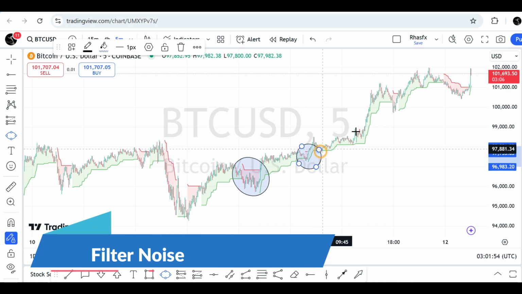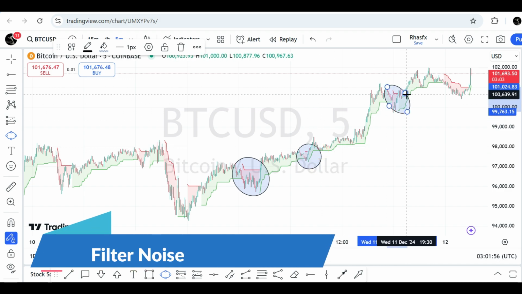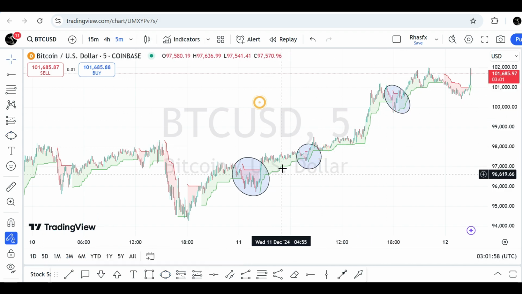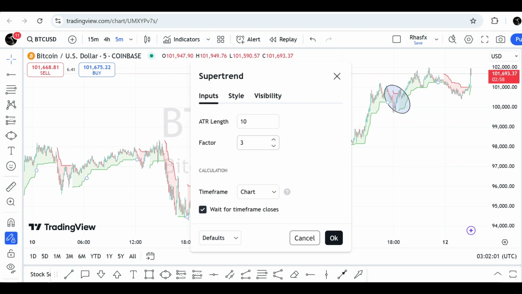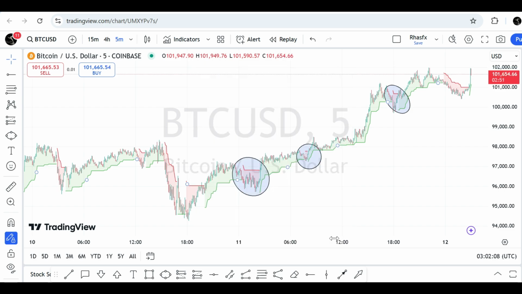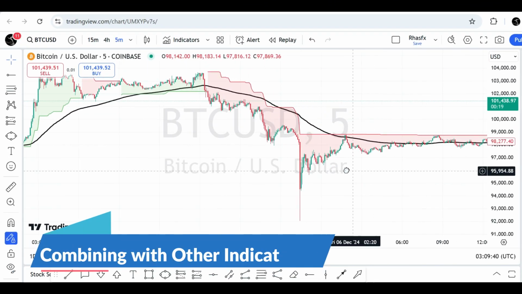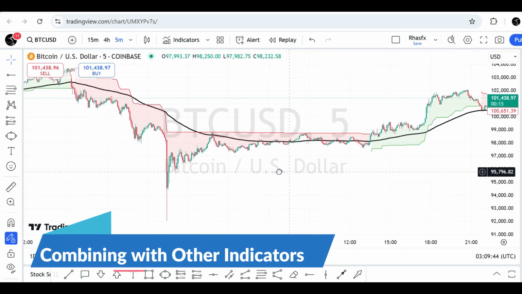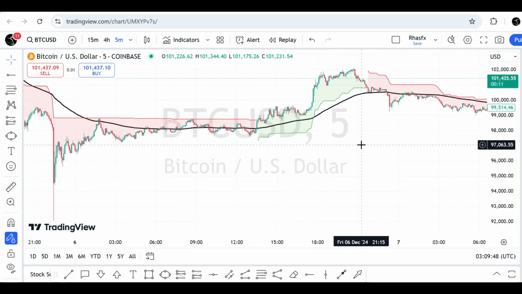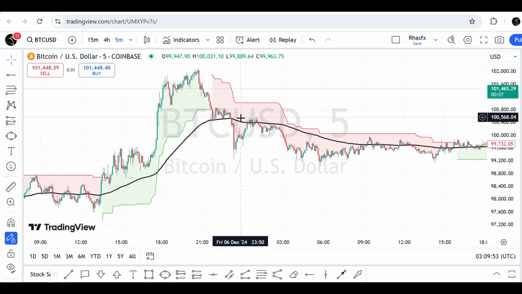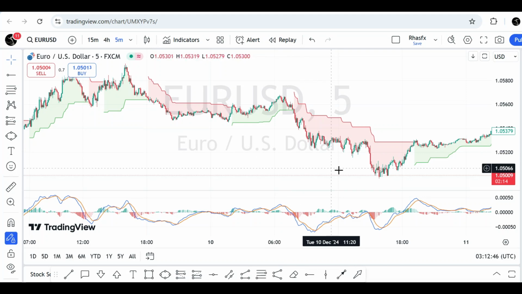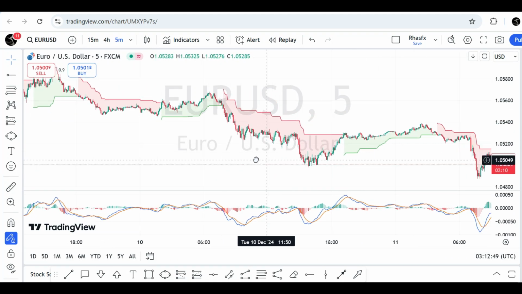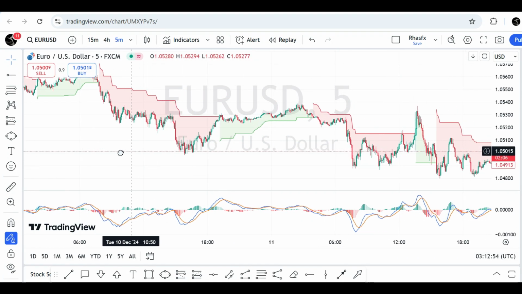Filtering noise in volatile markets. By using the ATR, average true range, for its calculations, the Supertrend adjusts to market volatility. This allows traders to filter out minor price fluctuations and focus on significant trends. Combining with other indicators: the Supertrend works well when combined with other indicators like moving averages to confirm trend direction, RSI or MACD to identify overbought or oversold conditions, enhancing decision-making.